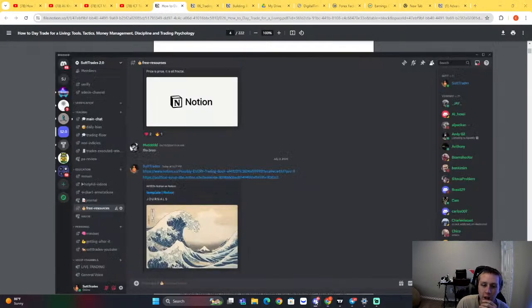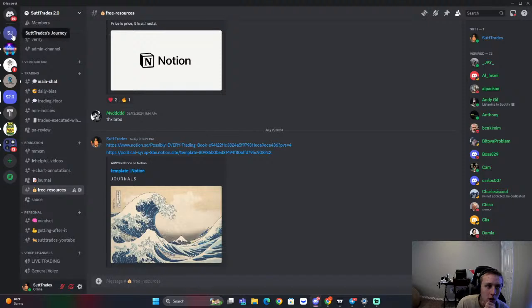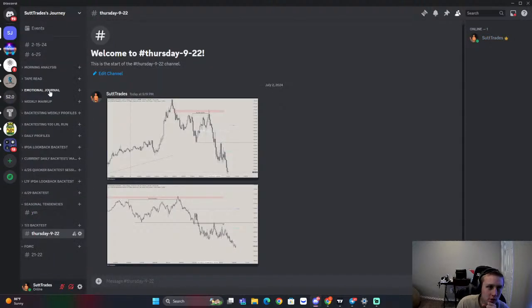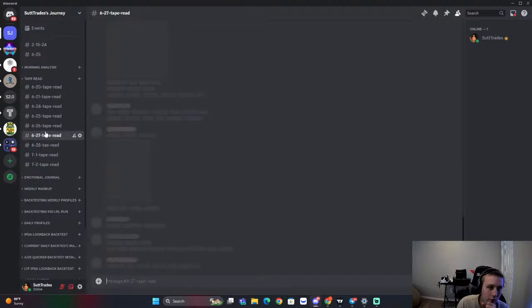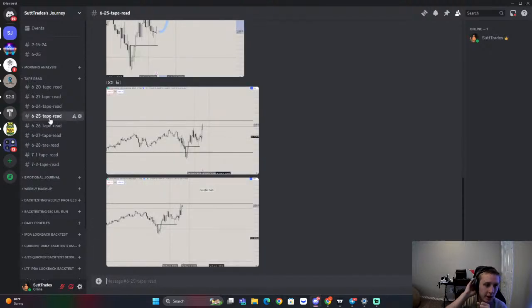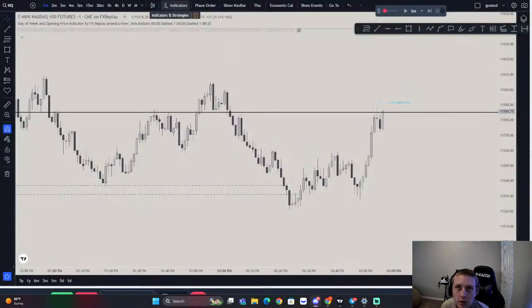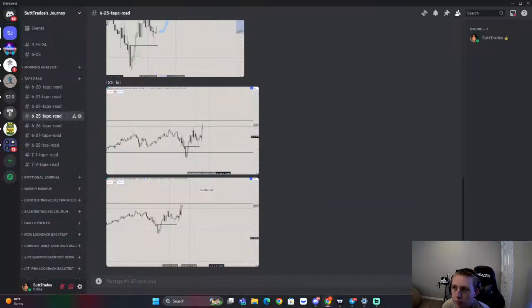Which is why I like it a little bit more than Discord. But I also like Discord just to post in tape readings. Discord can get a little cluttered. But also, I feel like I don't go back to my journals as much as I should. Realistically, going back into your journals is what you should do. It's ideal.